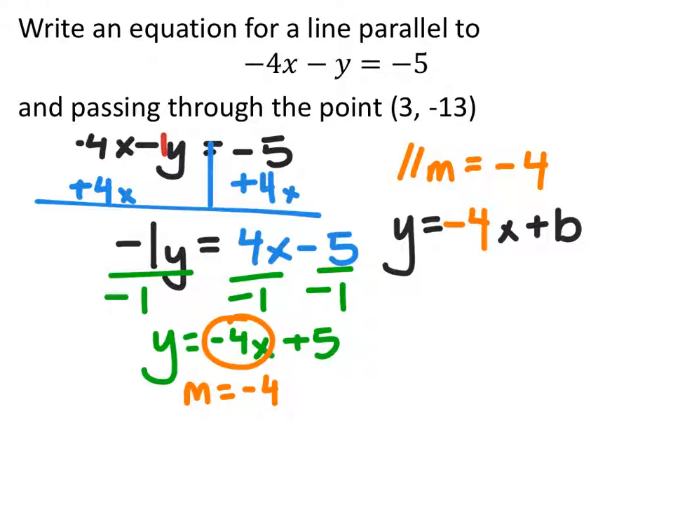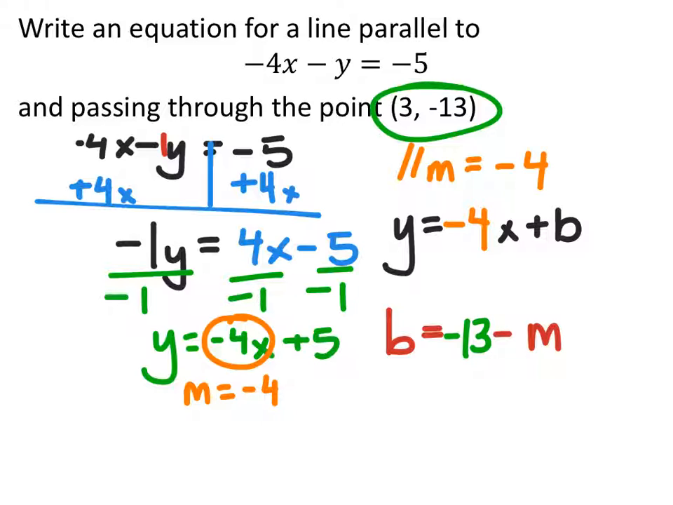Next up, and this would be the preferred method that we used in class, the b value is the same as the y value minus the slope times the x. And we can replace the y and x values right now with the x and y value in the point up here. The y value is negative 13, the x value is 3. And the slope we already know, since the line goes through this point and is parallel, is negative 4.